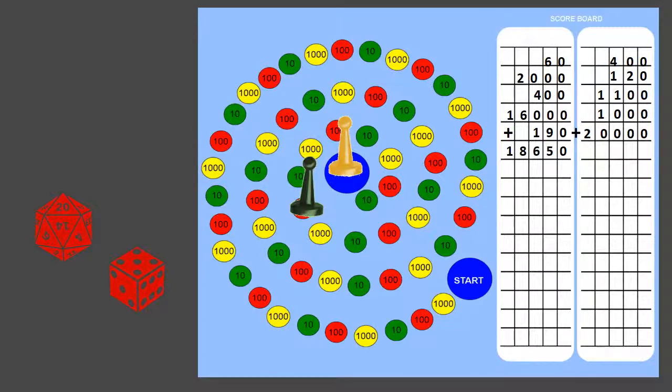So they'll add them up, and the first player has 18,650, and the other player has 22,620. They'll determine which player has the largest amount, and that would be the 22,620. So they will play these games and add up the numbers. It's very helpful for them to understand this pattern.